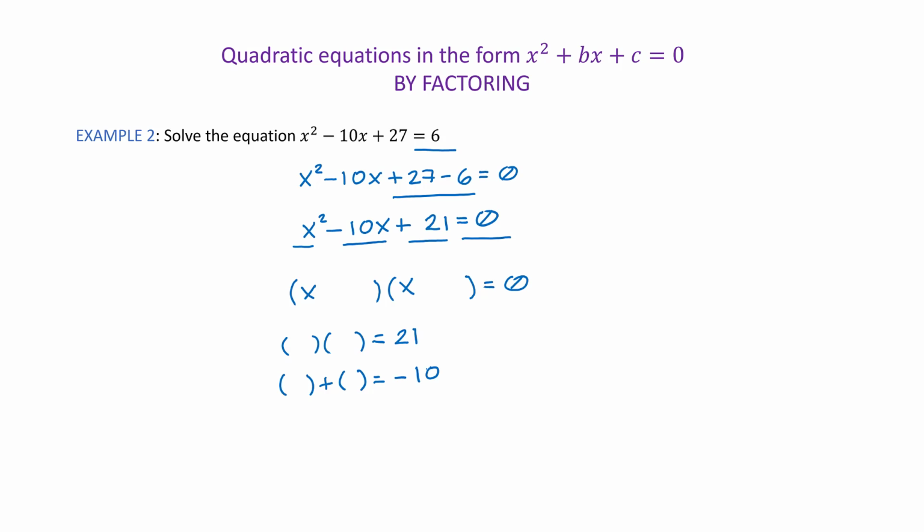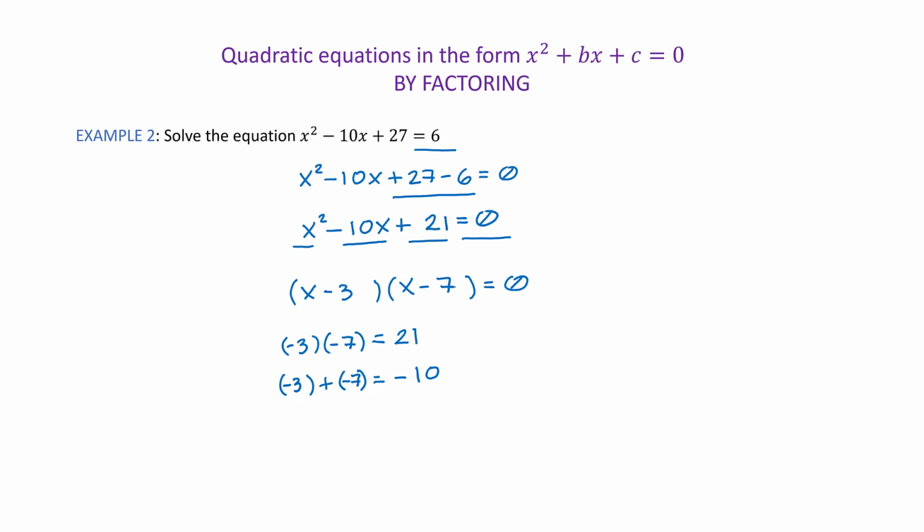Well, we know that 3 times 7 is 21, but if I add 3 plus 7, it will give me plus 10, and I need negative 10. So that means that both numbers have to be negative, because minus 3 times minus 7 gives us positive 21, and minus 3 plus minus 7 gives us minus 10. Therefore, our numbers are minus 3 and minus 7.